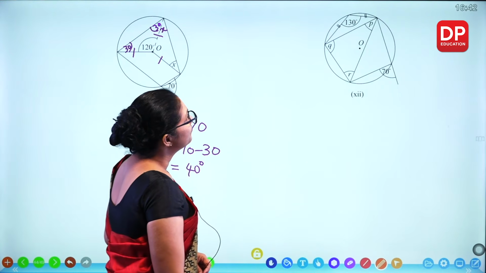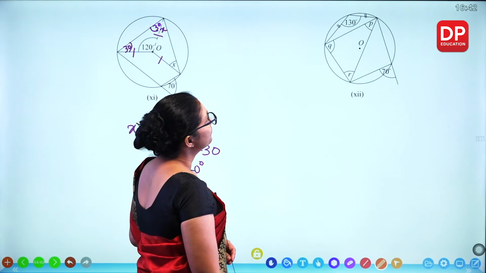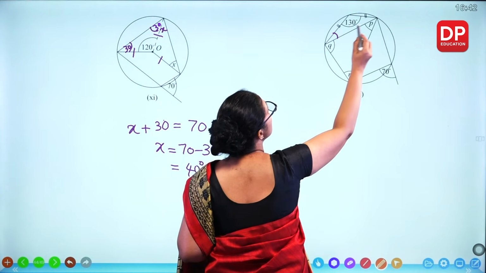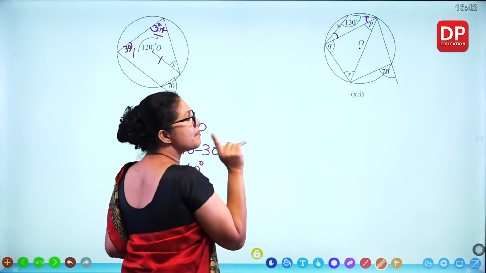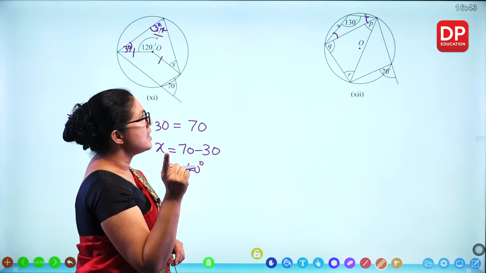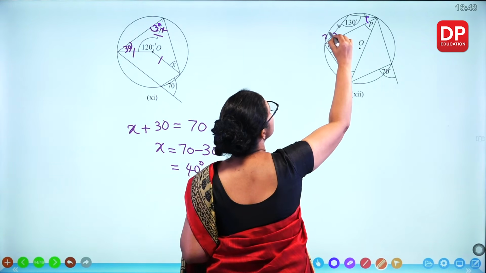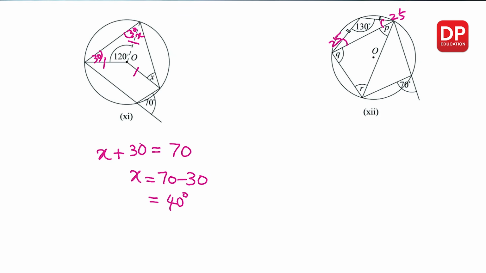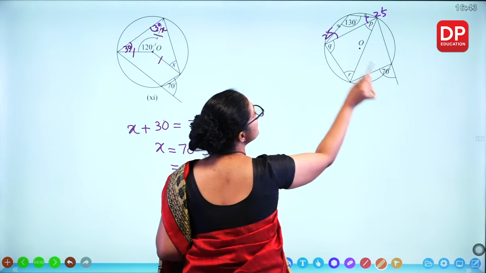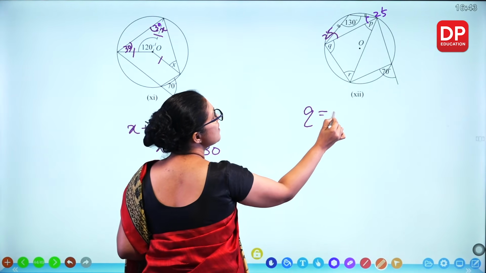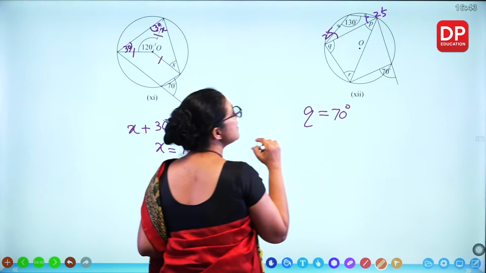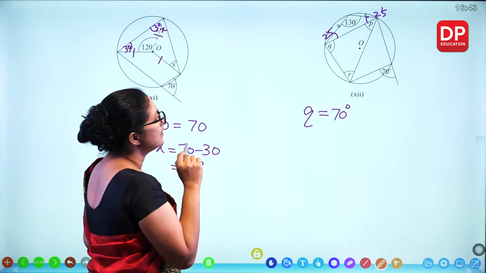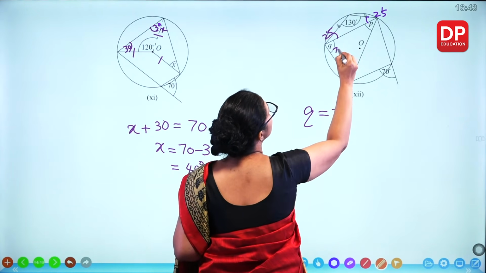This one. These two lengths are equal. So what is this one? These two, 180 minus 130, you get 50. 50 divided by 2, 25 each. And can you see the relationship between Q and 70? Q is equal to 70. Exterior angle is the same as interior opposite angle. So this is 70.